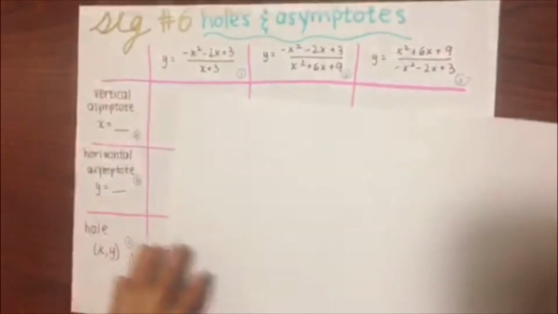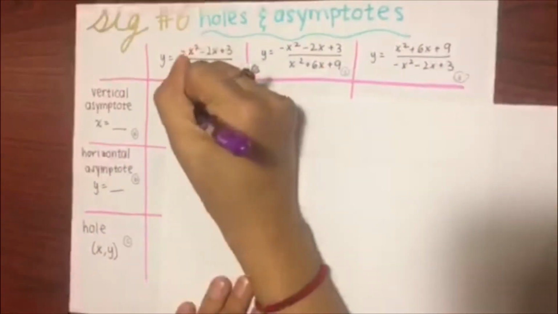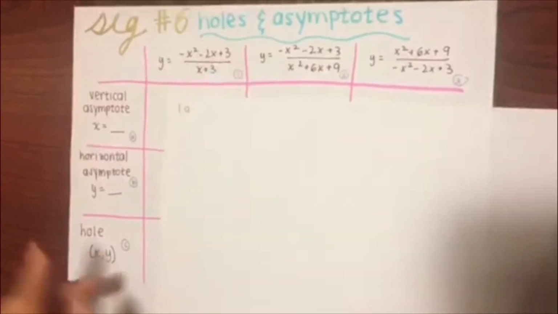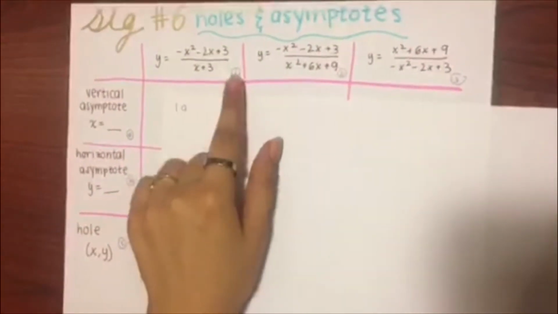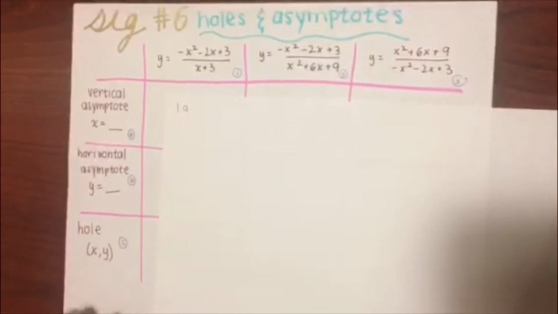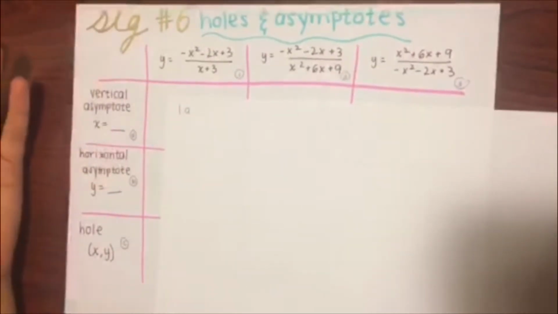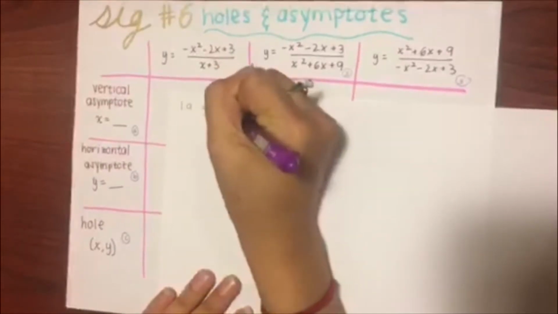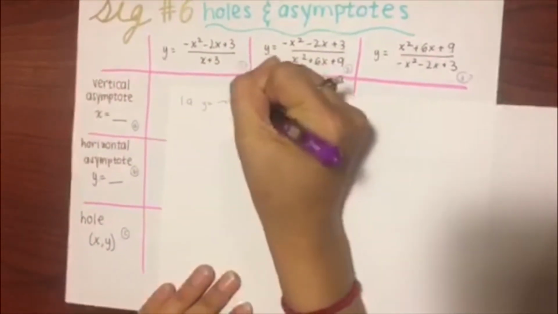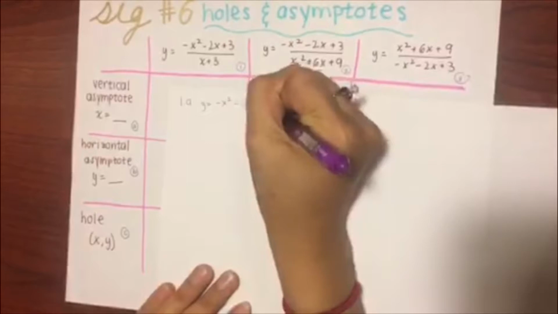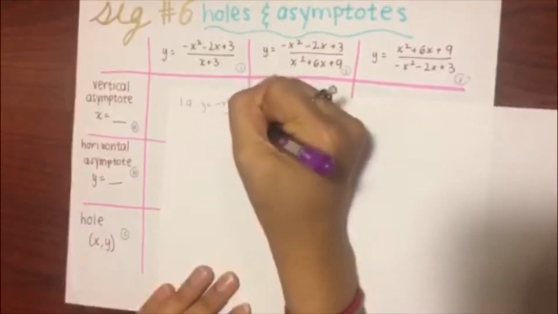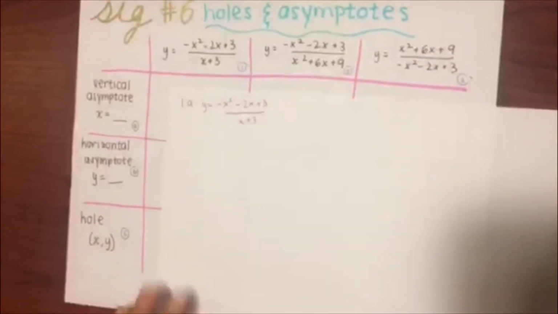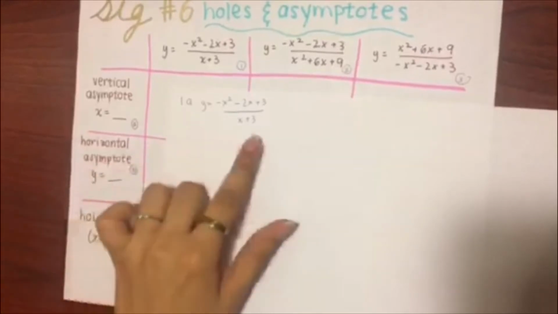So let's start with 1A. When the question asks you what the vertical asymptote of this equation is, the first thing you're going to have to do is simplify the equation as much as you can. So what I'm going to do right now is rewrite the equation, x squared minus 2x plus 3 over x plus 3. What we are going to do right now is try and simplify this.